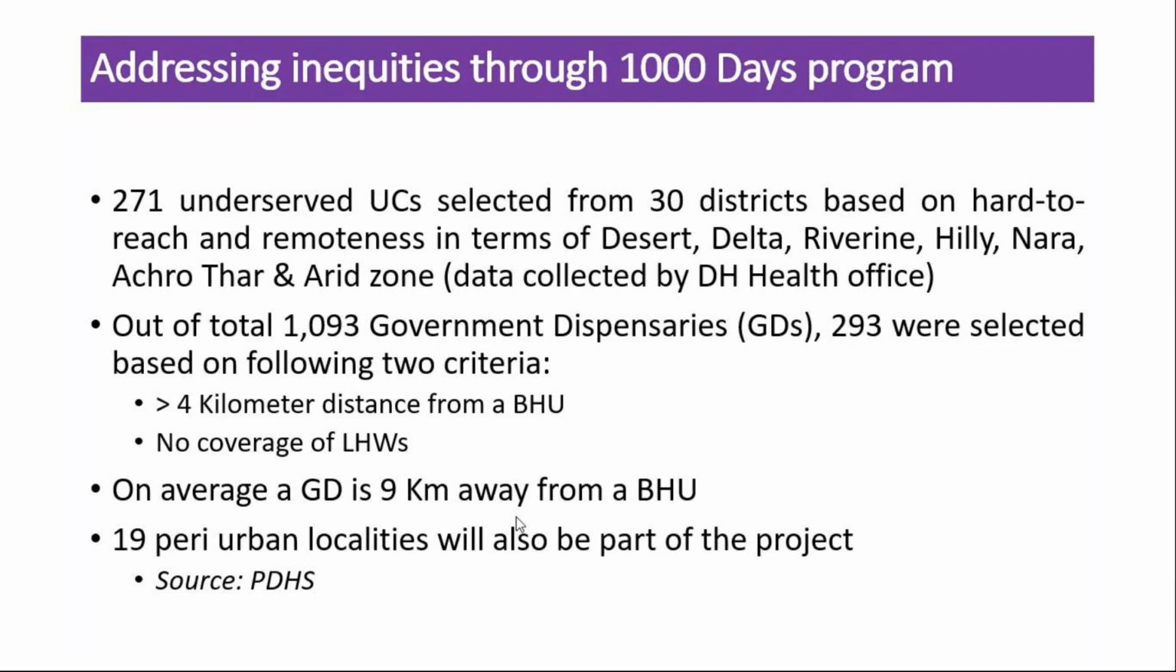In these areas, almost 20% of the lowest quintile population is living, and they are lacking health services and facilities. So I think that is very important to start this program. Here we can note that on average a government dispensary is 9 kilometers away from a basic health unit, so people are living far from the basic health services in these areas, and they are the lowest 20% quintile. Next, please.